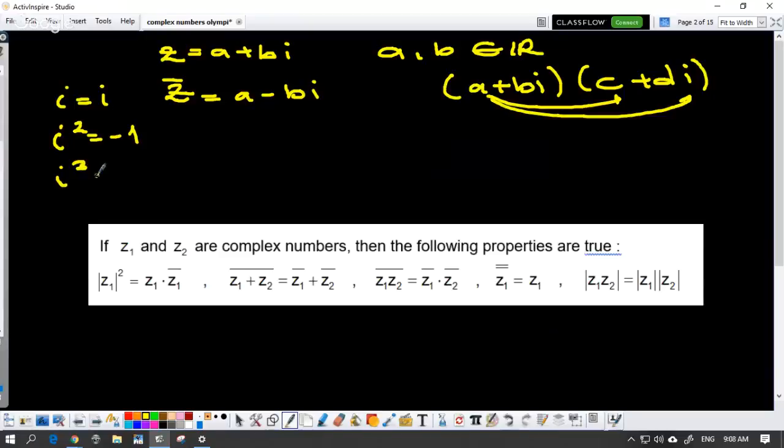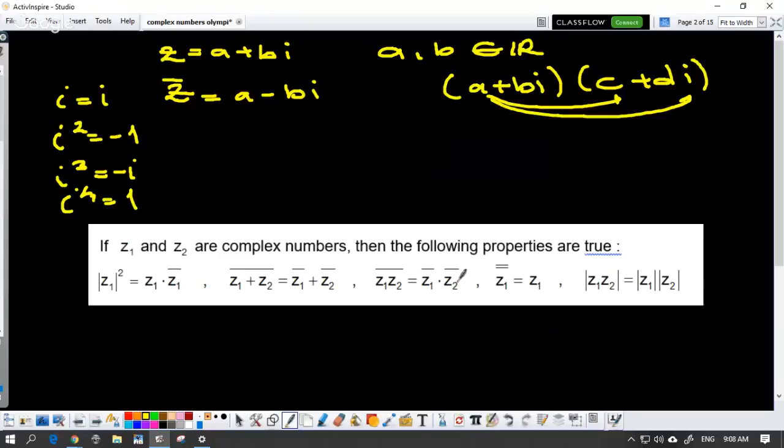i cube is equal to minus i, and i to the power of 4 is equal to 1. So the powers are going to continue like that. i to the power of 5 is again i, i to the power of 6 is equal to -1, i to the power of 7 is going to be minus i, and i to the power of 8 is going to be equal to 1. So shortly, briefly, I'm trying to complete the complex numbers till this part.